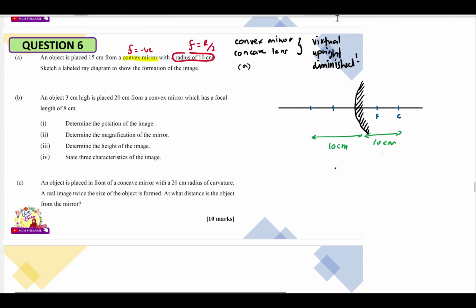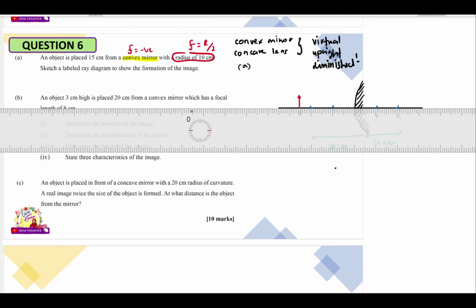So now, where is the position of the object, 15 cm from a convex mirror? Means that kita perlu letak objek dekat mana? Bukan dekat sini, bukan juga di sini. Jadi kita ambil lah satu tempat. Kalau sini 10, kita agak-agak lah 15, mungkin sini lah. Kita just agak-agak saja. Okay, so sini, this is the object O.